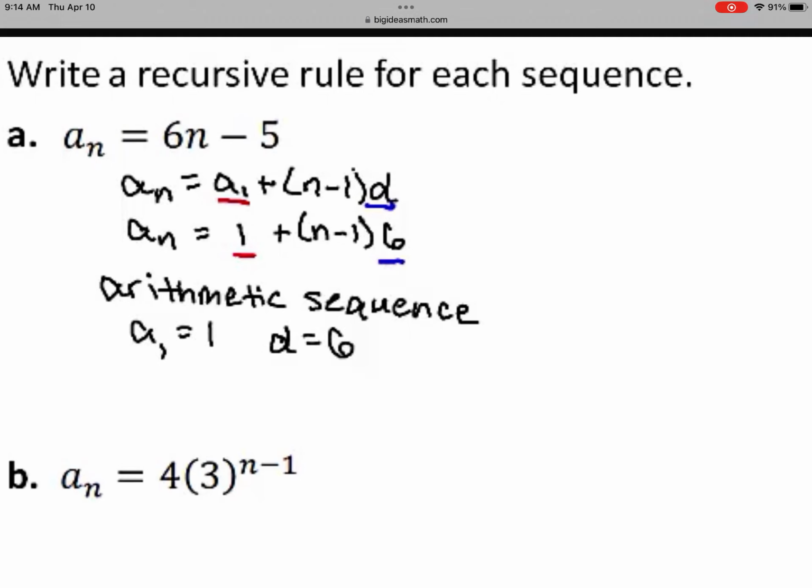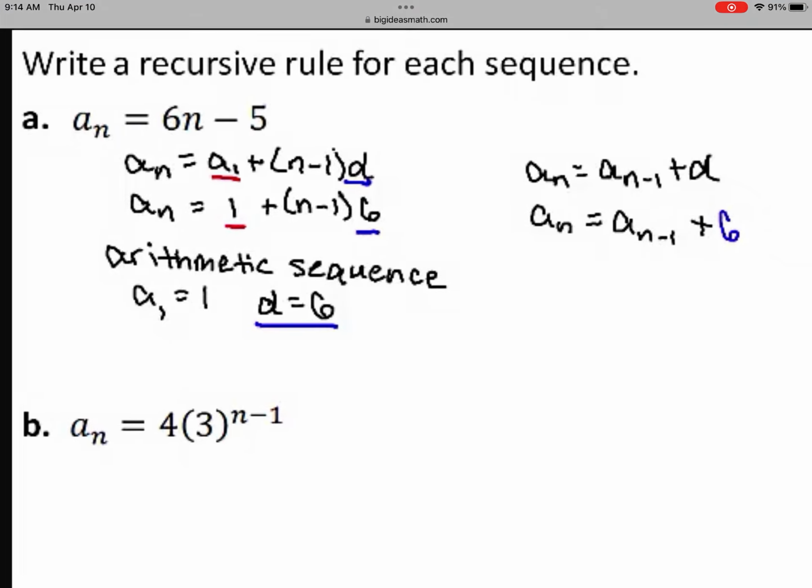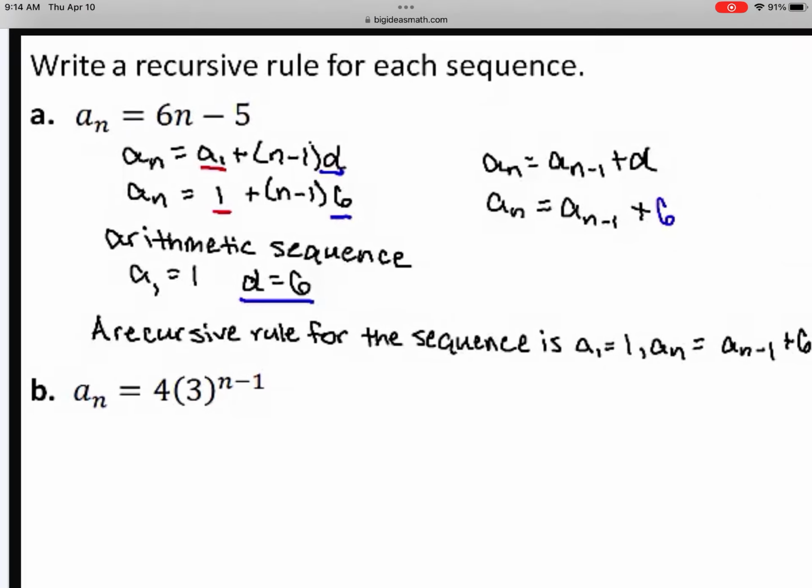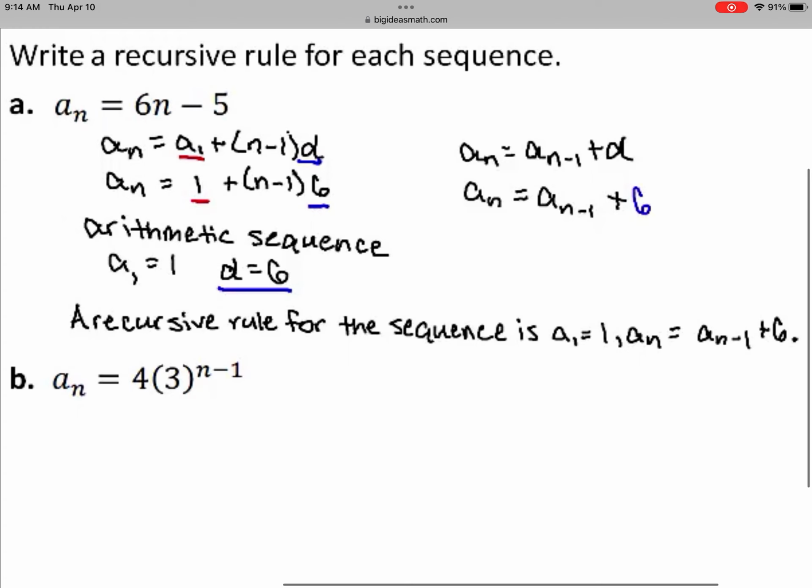So the explicit rule represents an arithmetic sequence with first term a sub 1 equals 1 and common difference d equals 6. The recursive equation for an arithmetic sequence is a sub n equals a sub n minus 1 plus d. Substitute 6 for d. So a recursive rule for the sequence is a sub 1 equals 1, a sub n equals a sub n minus 1 plus 6.